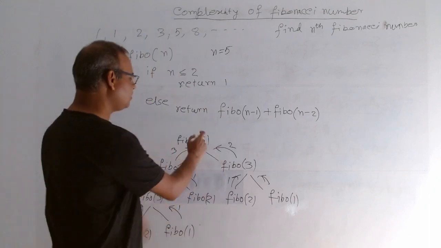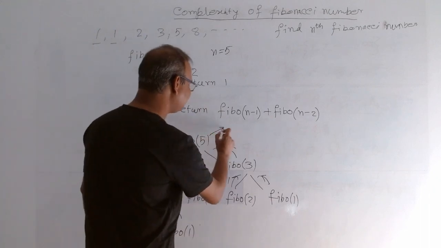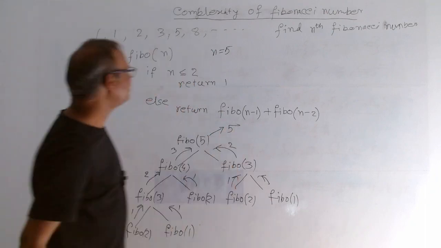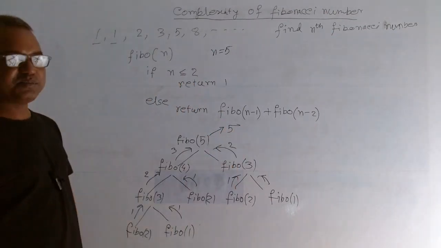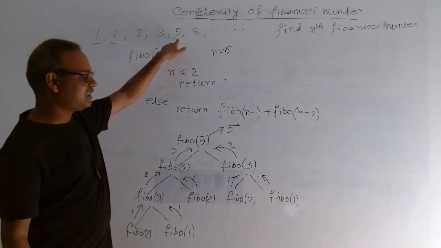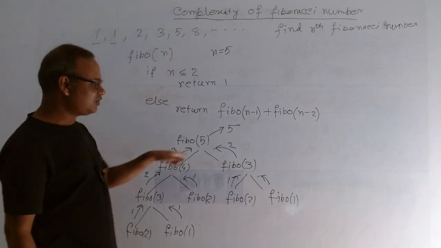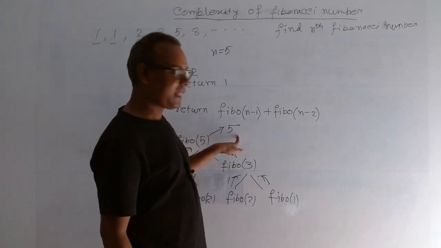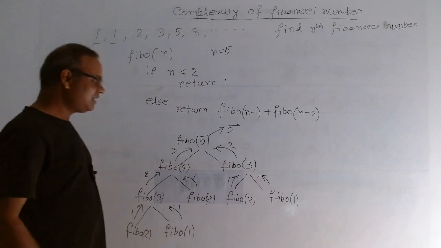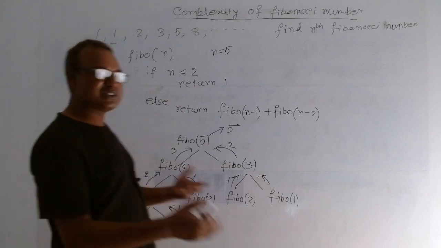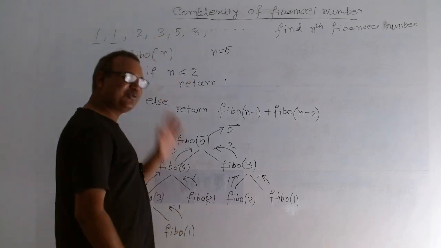So what will Fibo5 return? It will return 3 plus 2, 5. So let's check what the fifth Fibonacci number is. 1, 2, 3, 4, 5. The fifth Fibonacci number is 5. So we get this result. Okay. But now come to the complexity. How much computation is required to compute this problem?